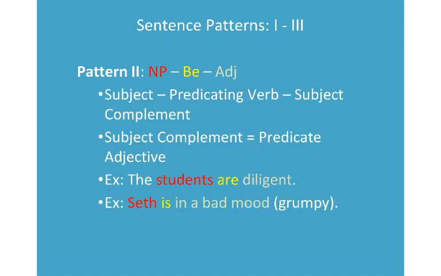Okay, now we've got a new pattern. So we're still starting with a subject. We're still starting with a form of to be, which they're calling a predicating verb. And then there's a subject complement, or an adjective. So it's a predicate adjective, an adjective that goes after the verb, predicate is after the verb. So for example, the students, we've got another noun phrase there. Are is our form of to be. And then diligent is an adjective that means like hardworking, they're kind of focused. So we're ending with an adjective.